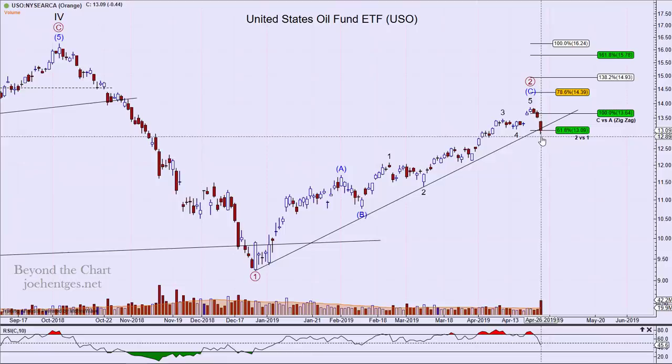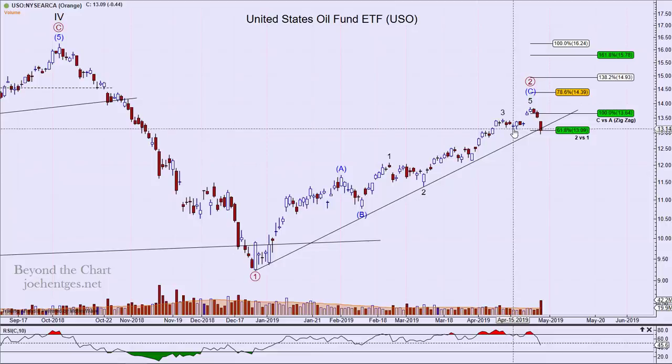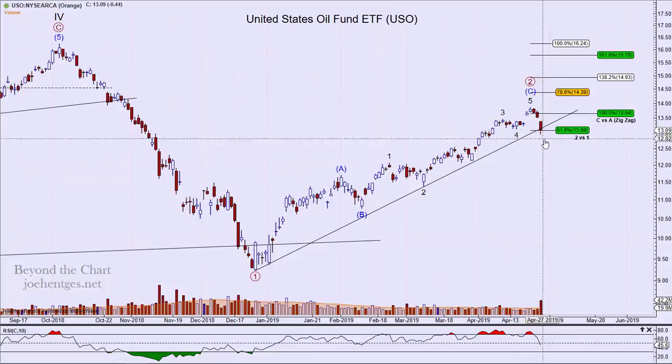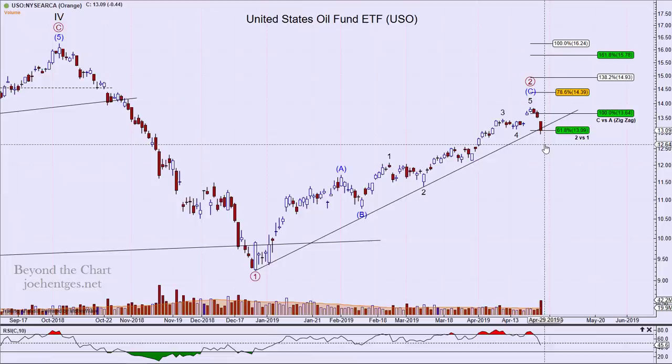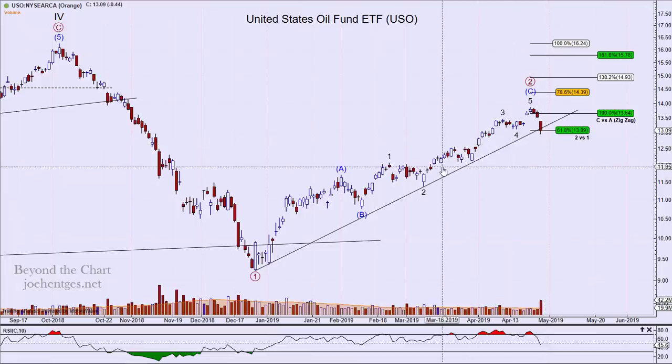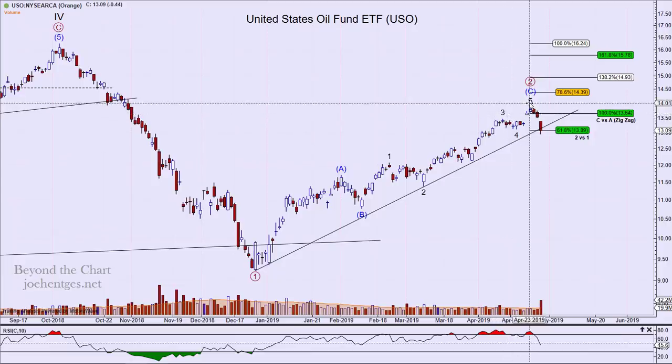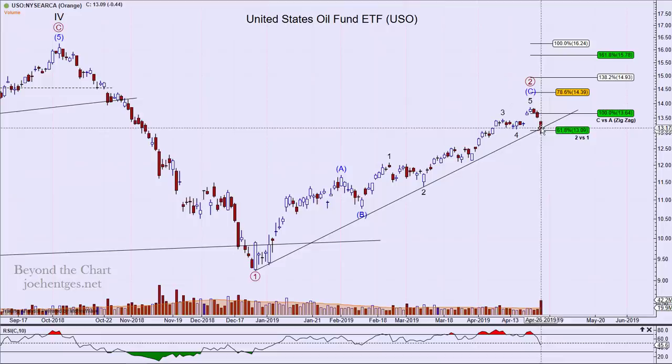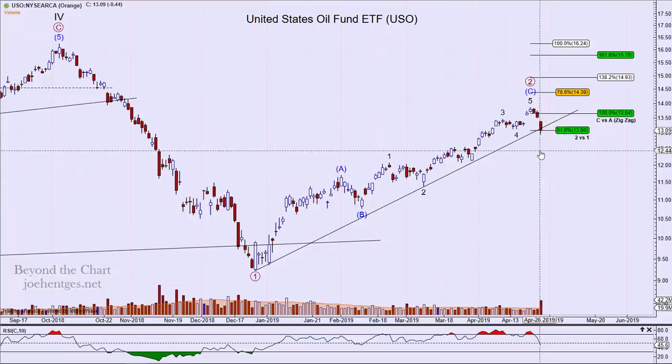So we got a little bit of a break of this trend line here on Friday. We got a break of this low, last week's low. And so we'll see whether we get some continuation or not. But right now, that's a real possibility. The other possibility is that this is, instead of 5, it's 3, and that we're doing a fourth wave right now. But this would be my preferred.